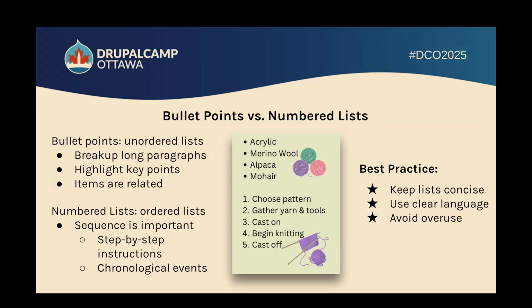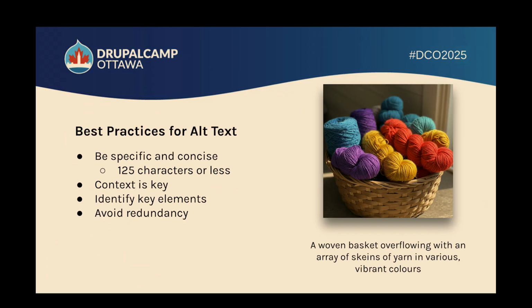You want to avoid overuse. Use lists sparingly on your pages to prevent overwhelming the reader. Now, if you're going to put an image on your page, you want to add alt text to it. It is a brief description of the image or graphics, and it is key to having an accessible site. They're read by screen readers or other assistive technology to provide info to the reader.